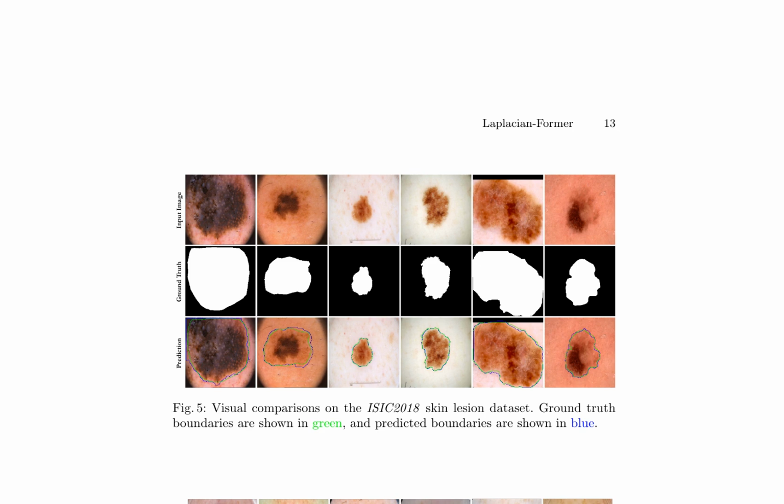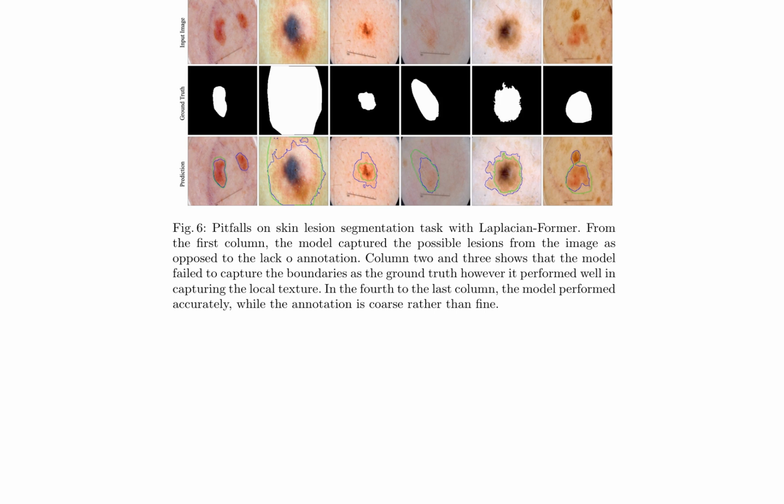While the model can capture possible lesions even when annotation is lacking, as shown in the first column, it struggles to accurately capture boundaries, despite performing well in capturing local texture, as illustrated in columns 2 and 3. Furthermore, the model achieves accurate results even with coarse annotation, as seen in the fourth to last column. These visual comparisons provide insight into the Laplacian-Former model's strengths and weaknesses in skin lesion segmentation tasks.